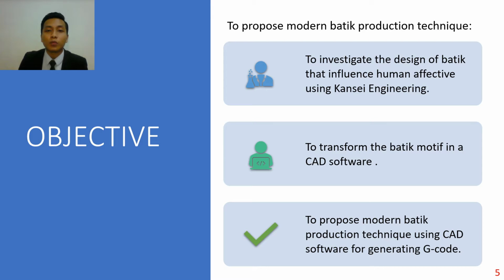Objective. To propose modern batik production technique, we have identified a few objectives for this research. The first objective is to investigate the design of batik that influences human effective by using Kansai engineering. The second objective is to transform the batik motif in a computer-aided design software. And the third objective is to propose modern batik production technique using computer-aided design software for generating G-code.